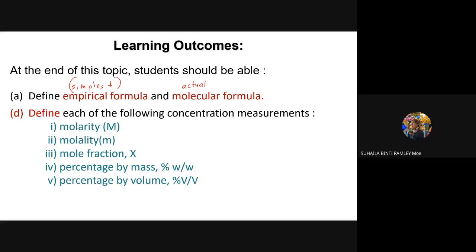Then define molarity, molality, mole fraction, percentage by mass, percentage by volume. Actually yang ni semua ni sudah belajar kan? Sudah. Semua sudah masa SPM. SPM. Masih ingat? Ya. Tidak. Susah, madam. Tidaklah susah. Okay, tak apa. Kita go through one by one.